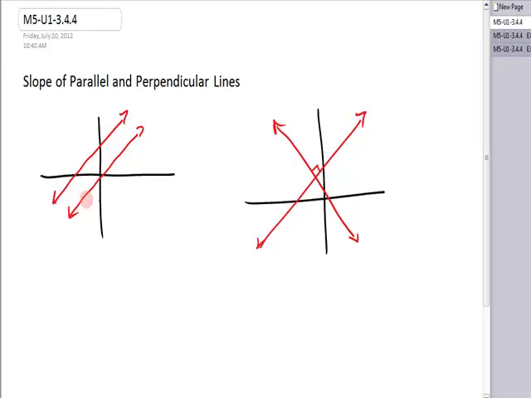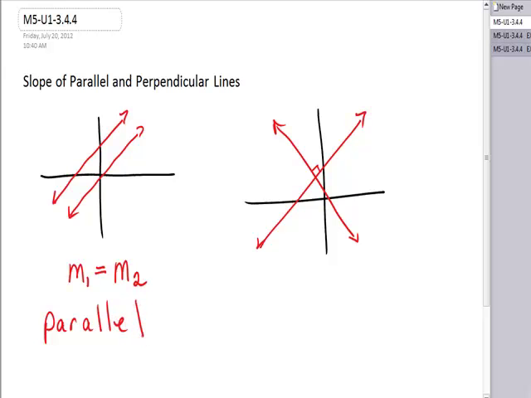You can tell pretty much visually here that these have the same rise and run, vertical change, horizontal change. If you have two lines that are parallel, the slope of one of the lines is identical to the slope of the other line. This is what happens when the lines are parallel.